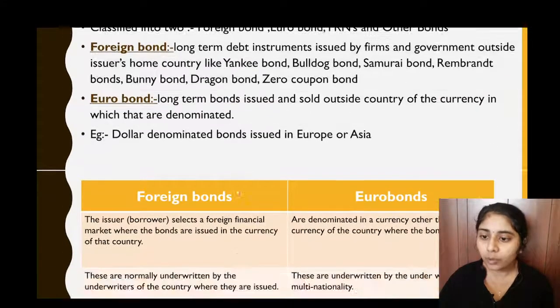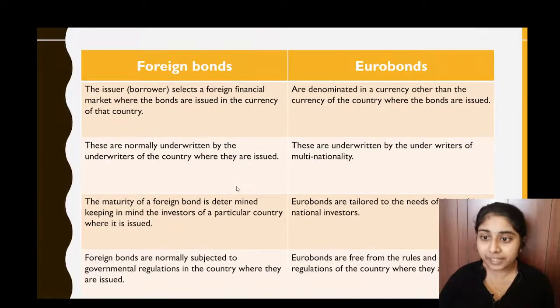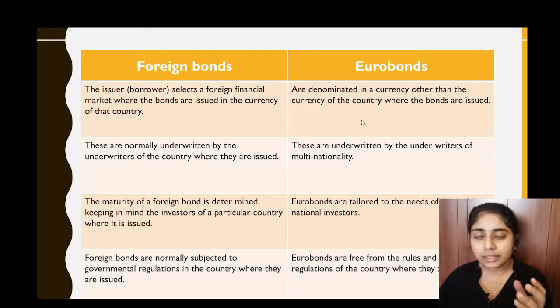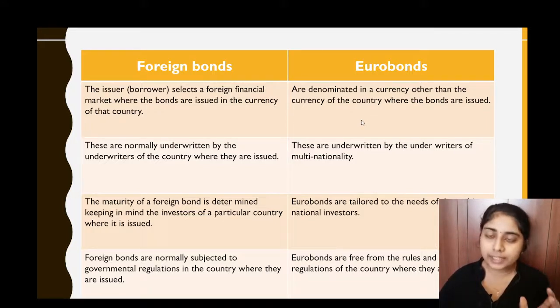Now let's see the main differences between foreign bonds and Eurobonds. In a foreign bond, the issuer selects a foreign financial market where the bonds are issued in the currency of that country. But Eurobonds, as we studied, are denominated in a currency other than that of the country where the bonds are issued. Suppose it is a US dollar-denominated bond, it will be issued in countries other than the US. That is a Eurobond.